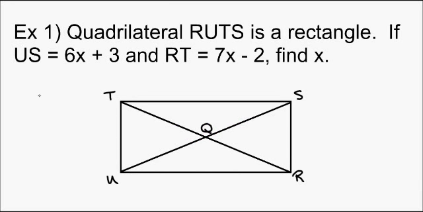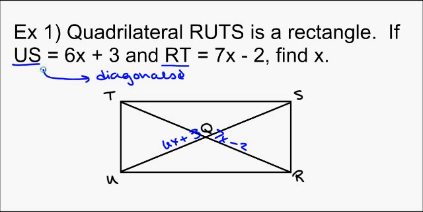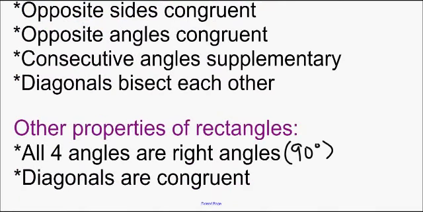Example 1, quadrilateral RUTS is a rectangle. If US equals 6x plus 3, so where's US? Right here. Nope, sorry, this way. So this is 6x plus 3, the whole thing. And RT equals 7x minus 2, find x. Well, US and RT are the diagonals of my rectangle. And as you just saw, the diagonals of a rectangle are congruent.